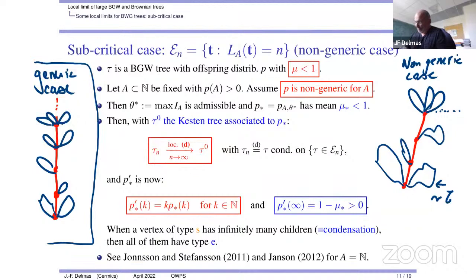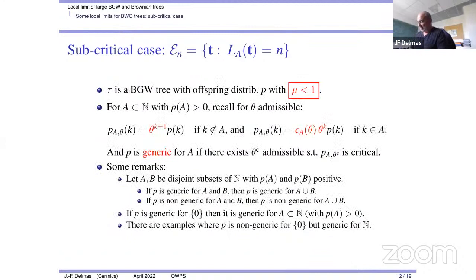Then it's interesting to understand what is between the generic and non-generic case. So let me remind you, we have a subcritical offspring distribution. We consider a set A with positive probability. And if θ is admissible, we have this probability, which is with exponential weight, θ to the power k minus 1 here, θ to the power k here, with a normalization here. If P is generic, then there is a parameter θ for which this probability is critical. If it is non-generic, it is otherwise.